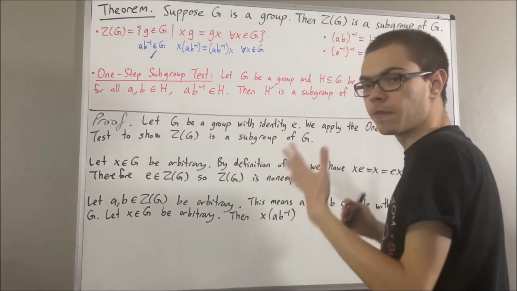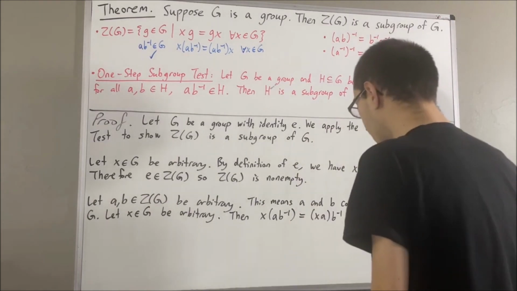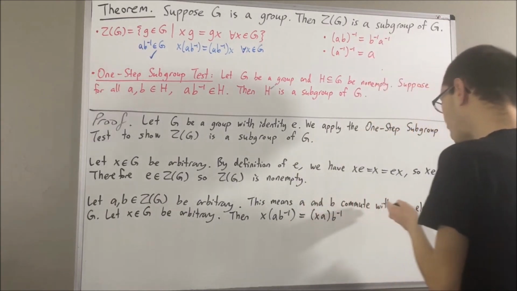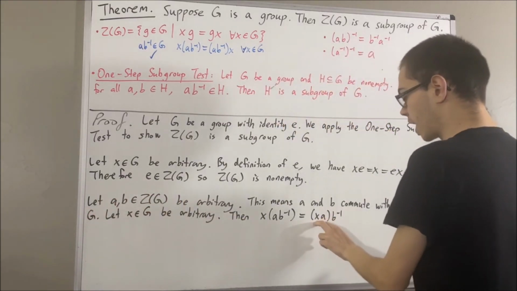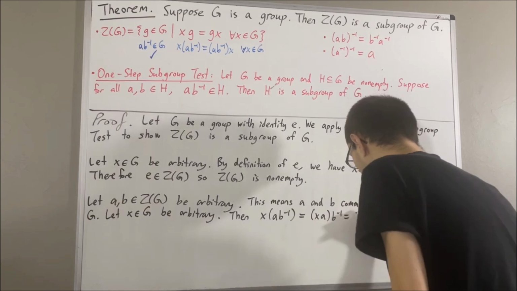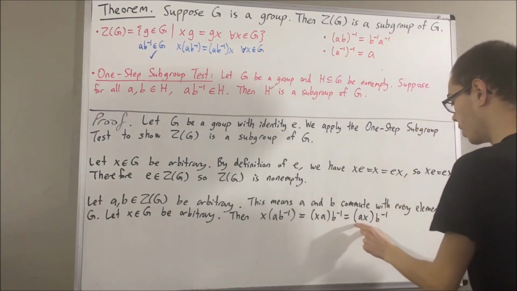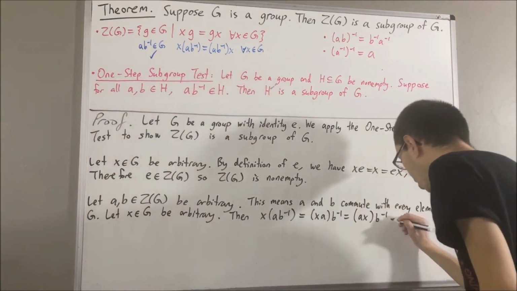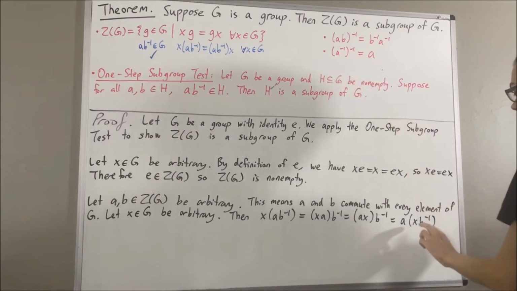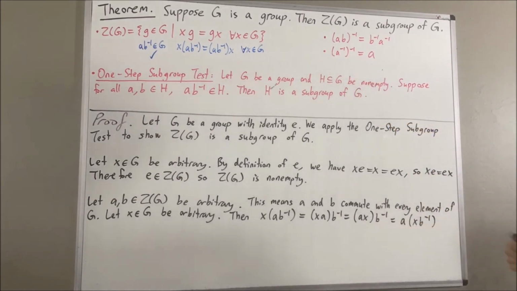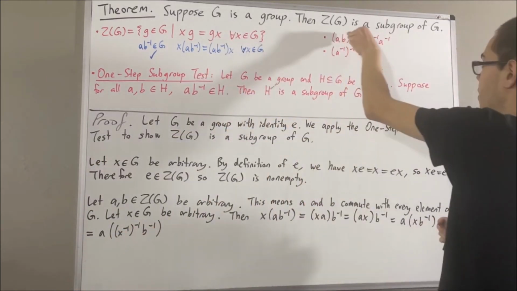Now, since associativity holds, we know we can move the parentheses around xa. And then, since a commutes with every element of G, then in particular, a must commute with x. So we can flip these around. And then, applying associativity again, we can move these parentheses around x times the inverse of b. And then, applying this rule, we're going to replace x with the inverse of x. And now we're in a position to apply this first fact.